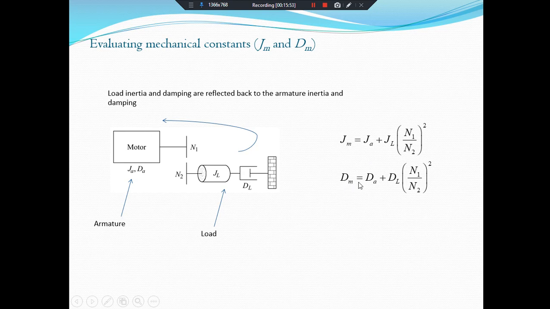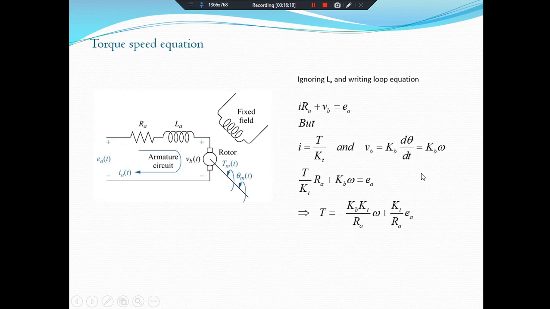Dm, the equivalent damping, is equal to Da, the armature damping on the armature side, plus DL multiplied by the number of teeth on the destination shaft by the number of teeth on the source side, squared. So we transfer the impedances. Now we have to find the torque speed equation, meaning what torque we get from this electrical input.